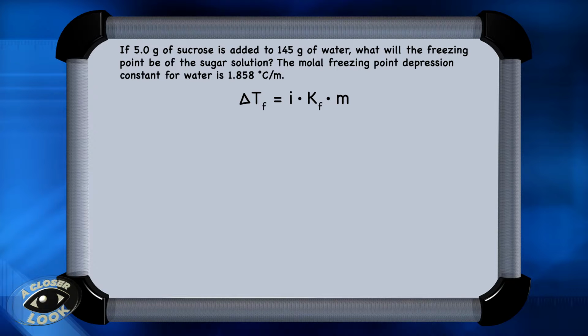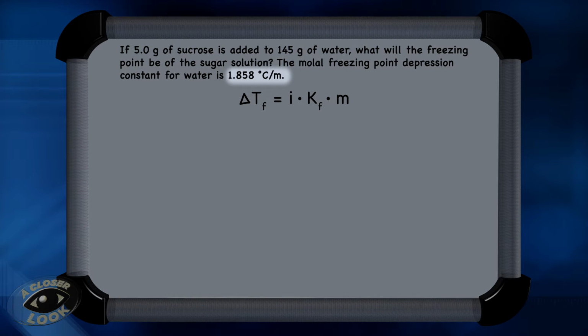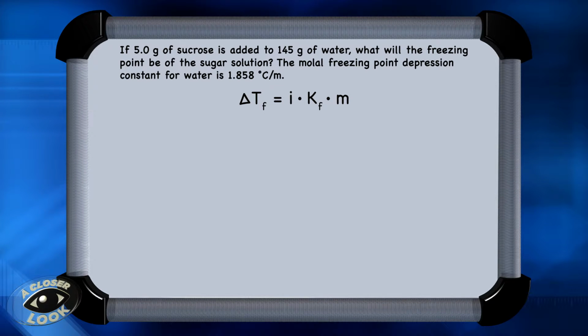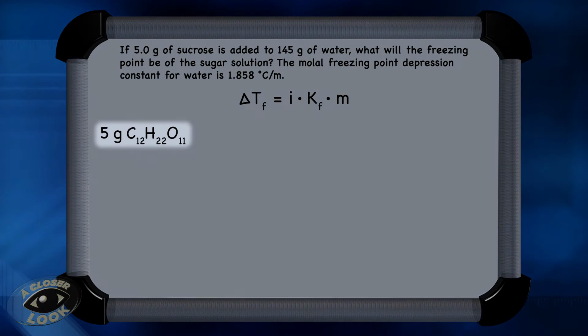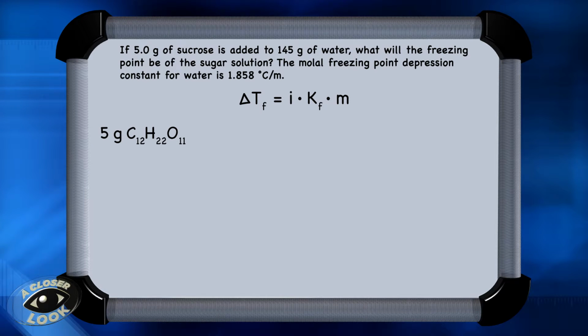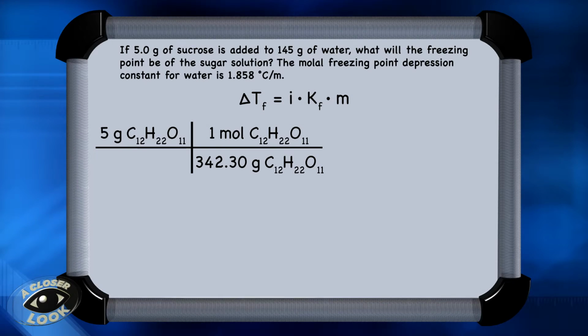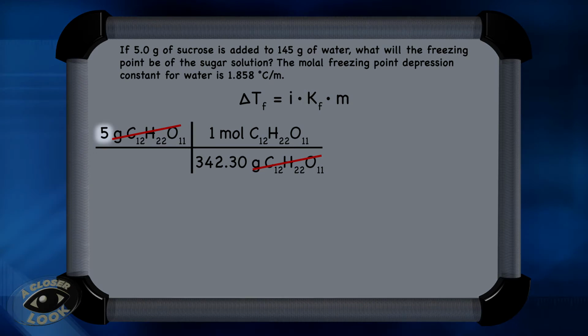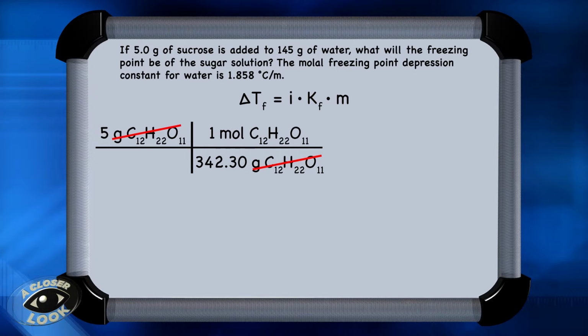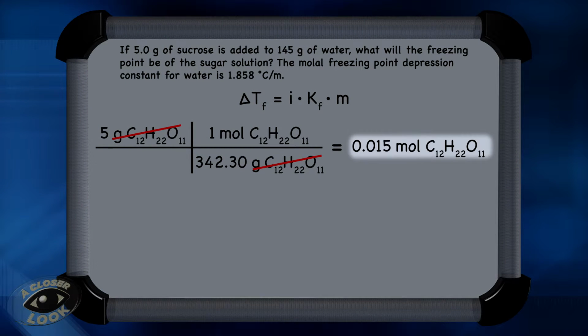The molal freezing point depression constant of water is given to us, 1.858. And now we need to figure out the molality of the solution. And molality, again, is moles of solute divided by kilograms of solvent. To get the calculation started, take what's given, the 5 grams of sucrose, which is C12H22O11, and place that in the upper left-hand corner of a conversion chart. Bring down the units, the grams of sucrose, and convert from grams of sucrose to moles of sucrose. The units of grams of sucrose cancel, and when we take 5 times 1 divided by 342.30, we find that the number of moles of sucrose, if we have 5 grams, is 0.015.